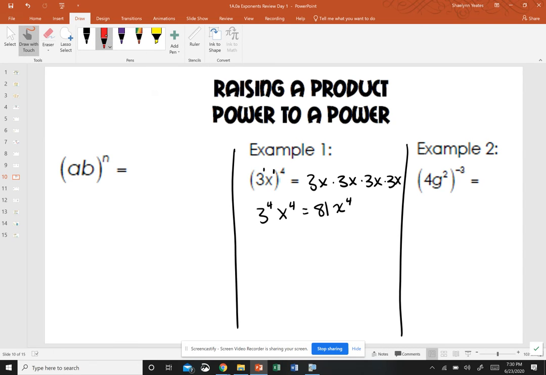All right, so this is to the negative 3rd. So what that automatically means to me is I need to flip this number over. Because this is a negative 3rd, I'm going to flip it over. Well, there's a 1 on bottom, so now it's on top. So this is 1 over 4g squared to the 3rd. So this just means 1 over, and then there are going to be 3 4g squareds.